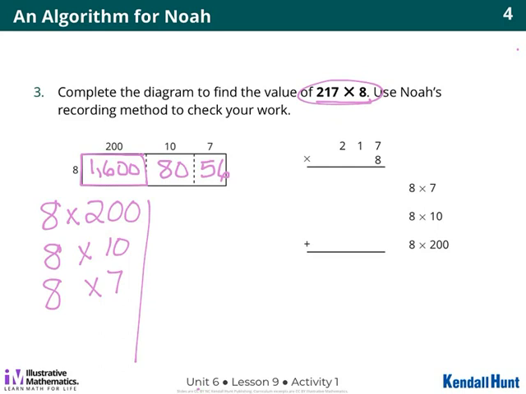Guys, you're not done there. How do you find the answer? Once you fill in the diagram, what do you do next, Hadley? You could either multiply all those numbers up there with the basic algorithm, or you could just add all of your answers that you got. So when we're using this method with the diagram, then we just add our 3 answers. So 1,600 plus 80. What do we get when you add those two? 1,680.